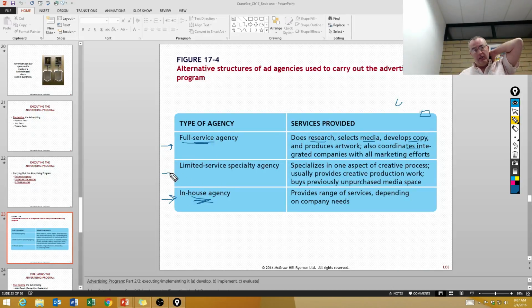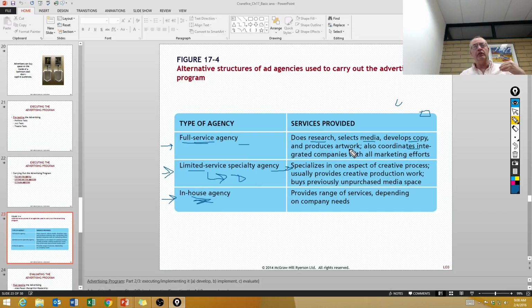And then the third kind is kind of a hybrid of the 2. We might do some of the work in-house, and we might contract out some of the other stuff. So maybe we do the media purchasing. We line up the spots on the radio stations and magazines and TVs that we want to use, but we contract out the design work to an agency.